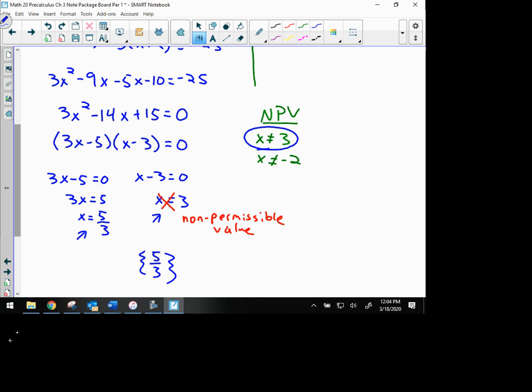So I would like to see from you, if I was seeing this on a test or whatever, I would like to see this sort of understanding where you are eliminating that because it's a non-permissible value. So for you to even write NPV and to cross it out, that would be, I guess, required in order for you to demonstrate that understanding.